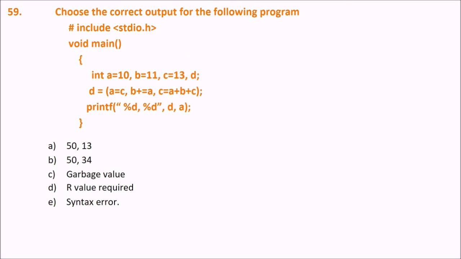Next is choose the correct output of the following problem. This is the program. A is 10, B is 11, C is 13, D is nothing right now. D is equal to A equal to C, B plus is equal to A, C is equal to A plus B plus C. Now you want to print D and A. A is also changing here, and D will be assigned any of these three values. So tell me the answer.